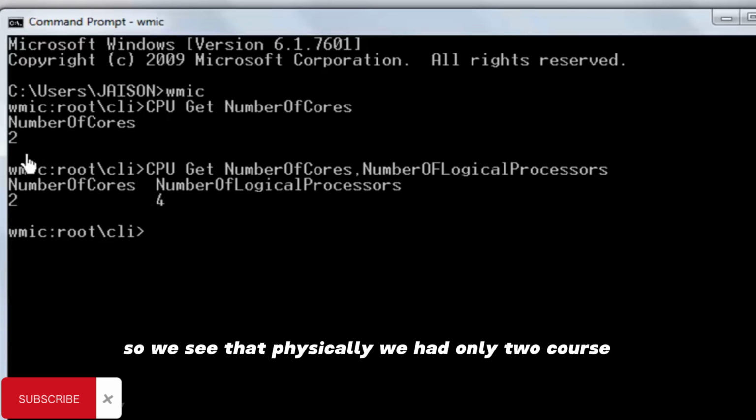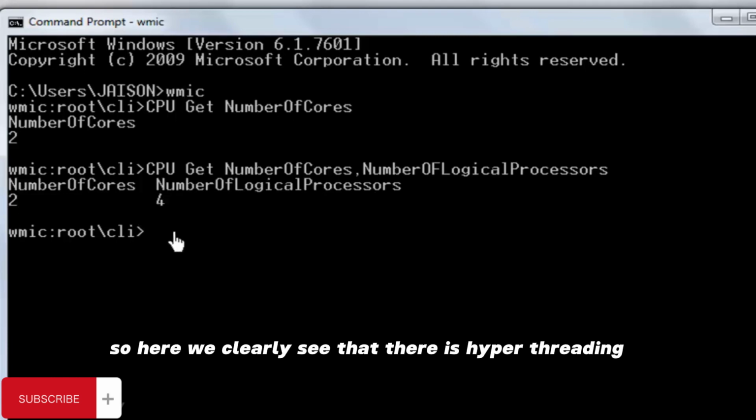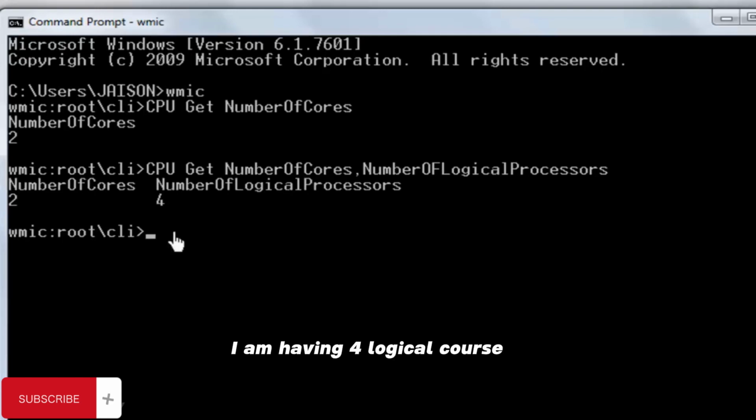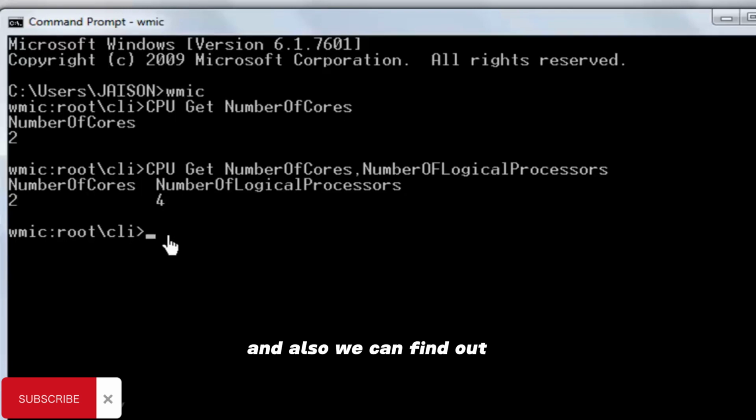So we see that physically we had only 2 cores, but they are divided into 2 each. And in total, I have 4 logical processors. So here we clearly see that there is hyper-threading. I have 4 logical cores. That means I can run 4 threads at the same time in my system. So clearly my system is hyper-threaded. So that is how we can find out how many cores we have, and also whether our system is hyper-threaded or not.